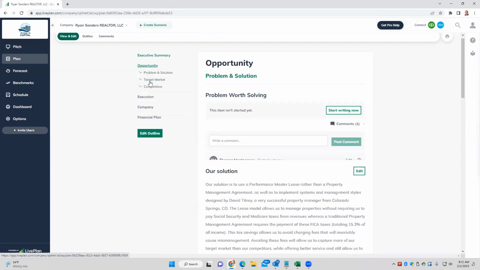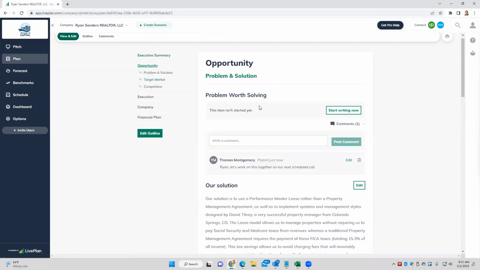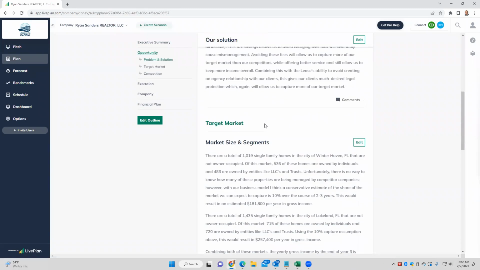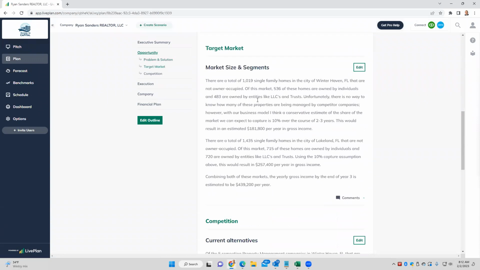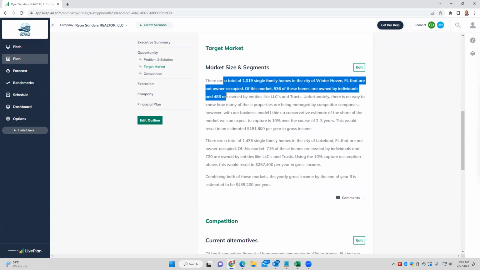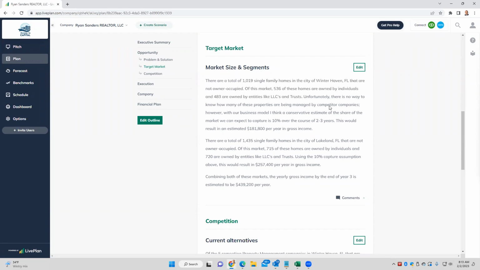It's an executive summary. It's a succinct summarization. Now we're into the body of the business plan, which will have more details about what was summarized in the executive summary. Certainly, there's overlap, and cut and paste can occur. So problem, solution, more detail about the target market, total of 1,019 single family homes in the city of Winter Haven, Florida, that are not owner occupied. Of this market, 536 of these homes are owned by individuals, and 483 are owned by entities like LLCs and trusts, and so forth.